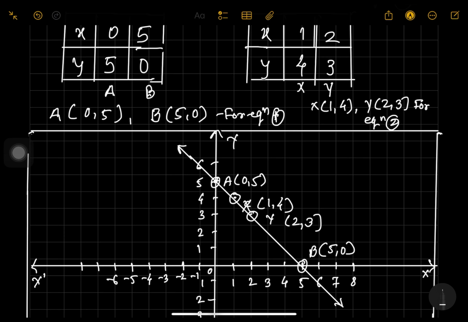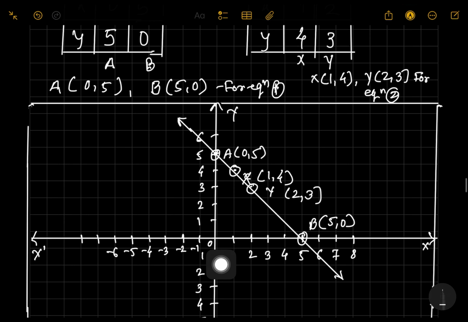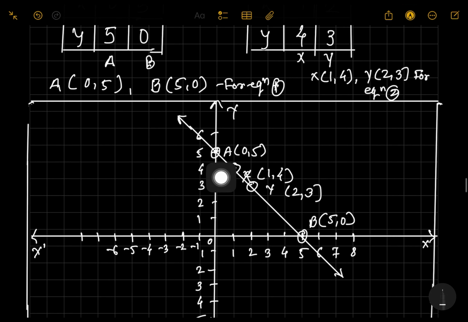See here, point A is 0, 5. What does it mean? X is 0, and on the y axis 5 is there, so this point is A (0, 5). Then point B, x is 5. On the x axis it is 5, and y axis 0, so this is (5, 0). So we receive A and B, and you can draw the line AB for equation 1.